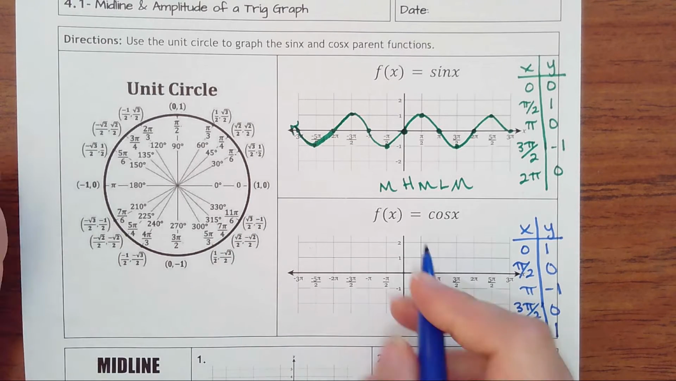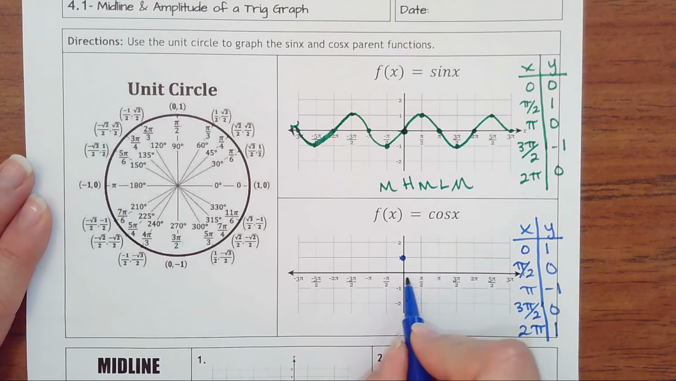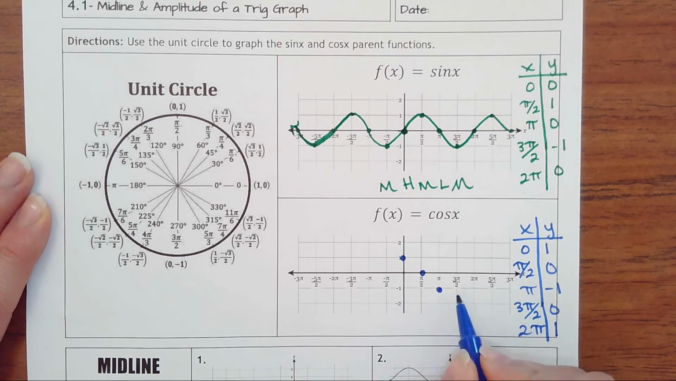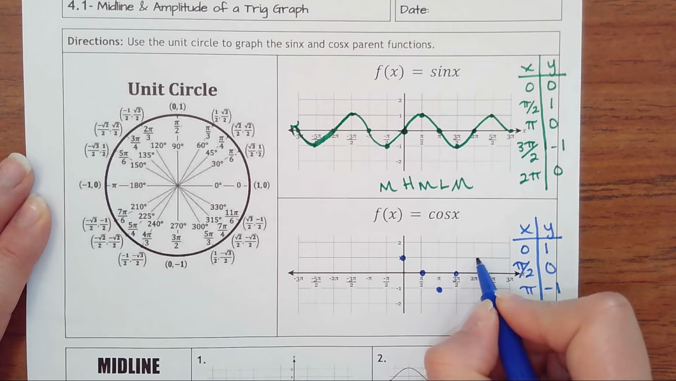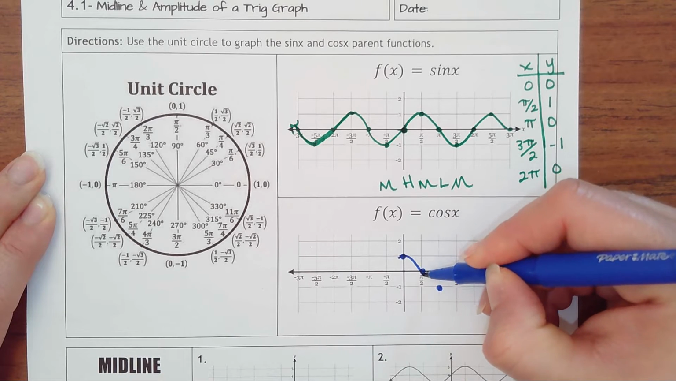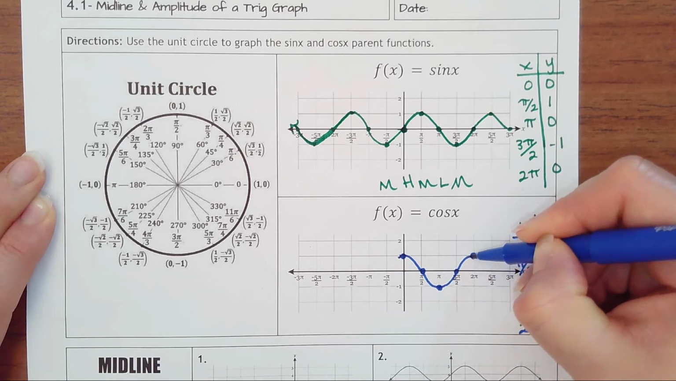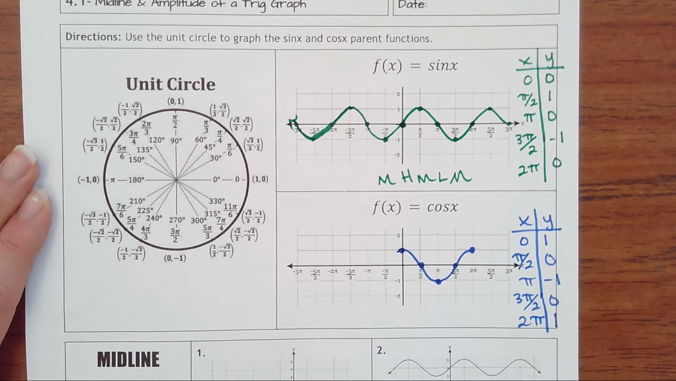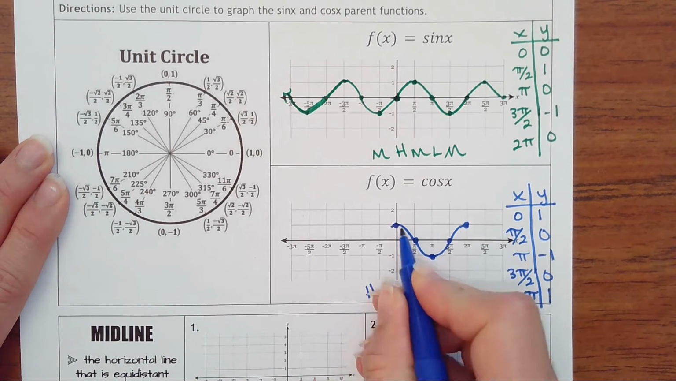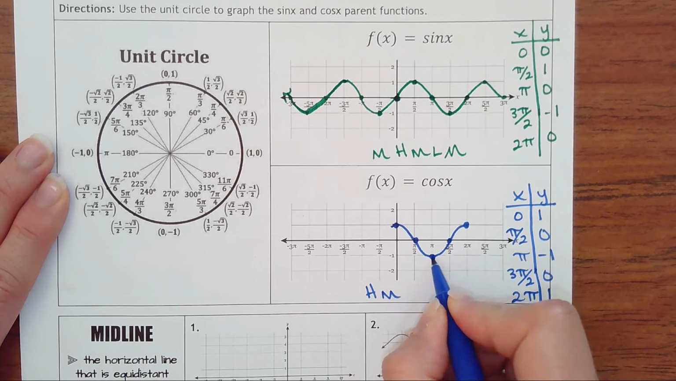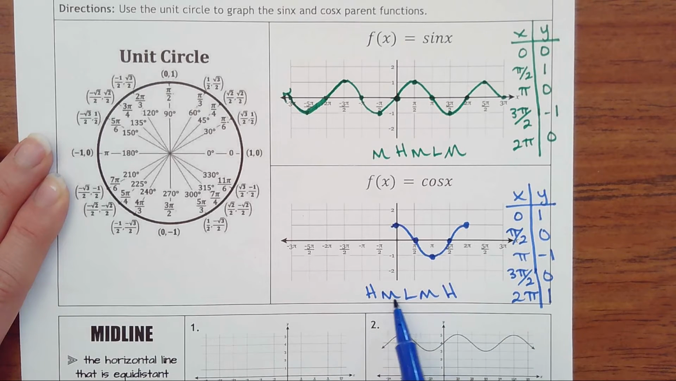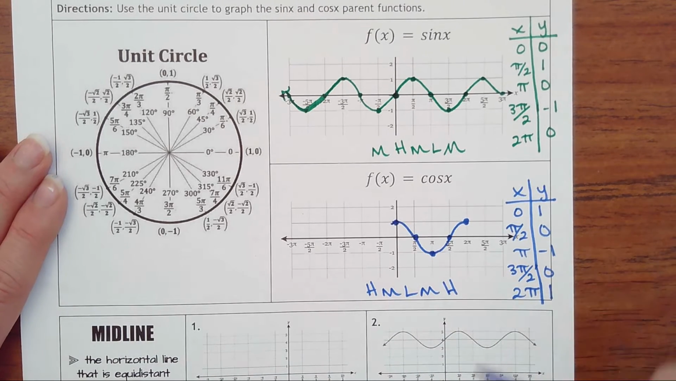And then let's graph that. So 0 up 1. Pi over 2 is to 0. Pi is to -1. 3 pi over 2 back to 0. 2 pi up to 1. Okay, don't make it a V shape. What it's doing is a curve like this. So that's the cosine graph. Its pattern starts at its high point, and then it comes down to its middle, to its low, back to middle, ends in high. So high, middle, low, middle, high. 2 middles versus sine was 3 middles.